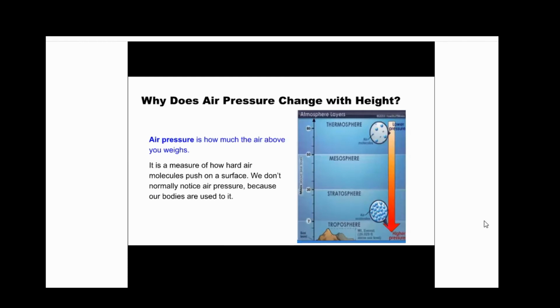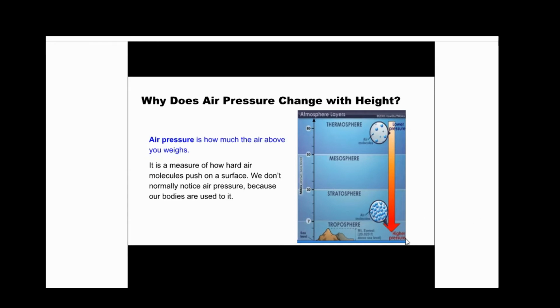So air pressure is going to change with height. Air pressure is how much the air above you weighs. And remember that weight is a basis of the total mass of whatever you're looking at, plus the pull of gravity on that mass. So it's actually the pull of gravity on the mass that causes the weight. And as it gets further and further away from the Earth, air weighs less and less because there's less and less gravity pulling on it.